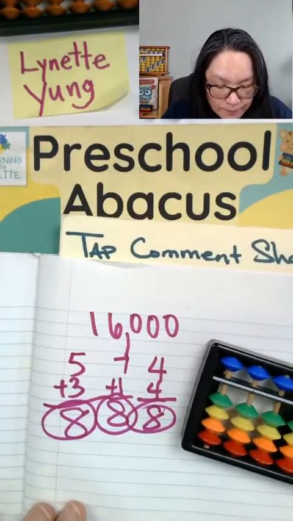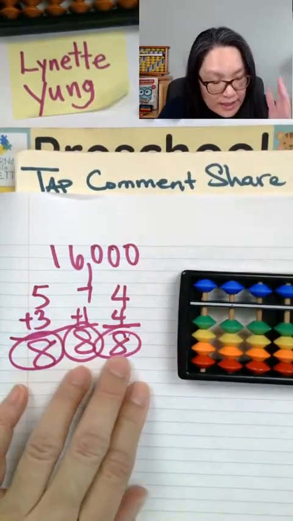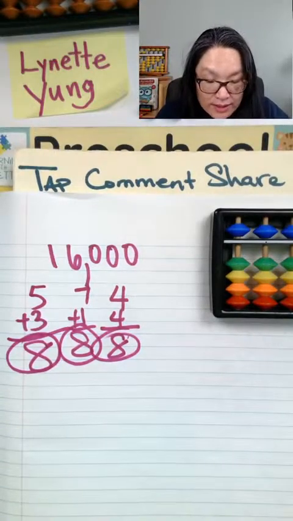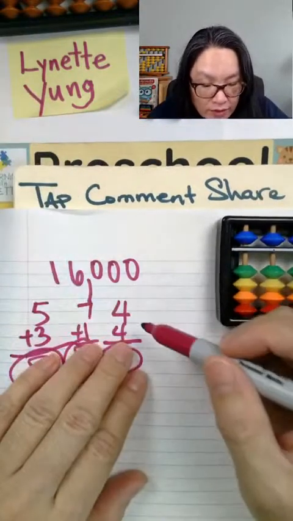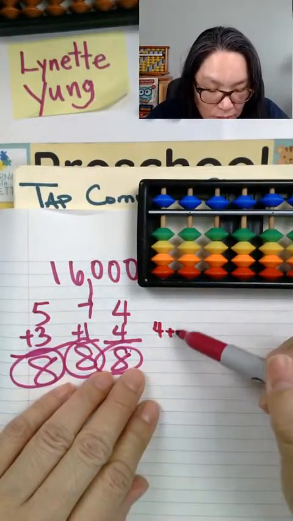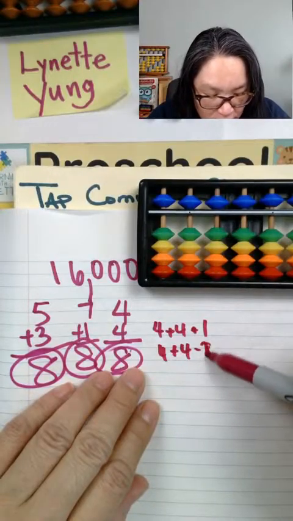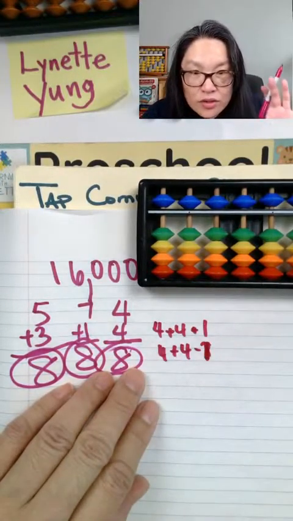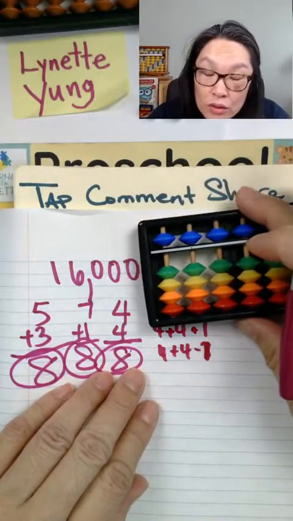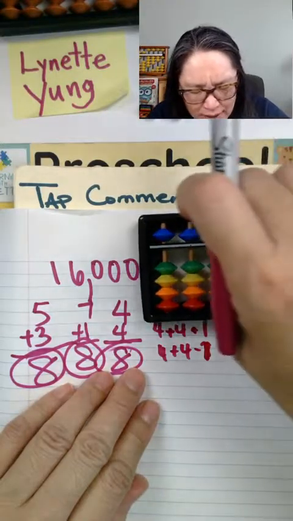So the question was, okay, 4 plus 4, right? In abacus we actually don't memorize our doubles. In school, we tell the children to memorize our doubles, because then there's doubles plus 1, and then there's doubles minus 1. Those are strategies, which is fine. But the difference is in abacus we actually don't teach to memorize the doubles.